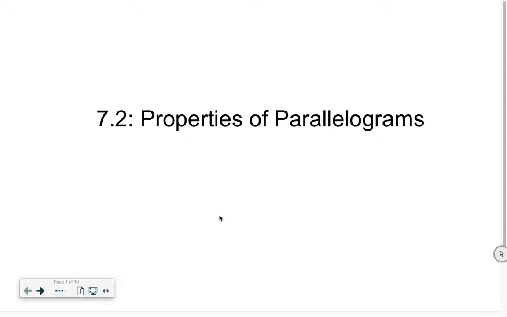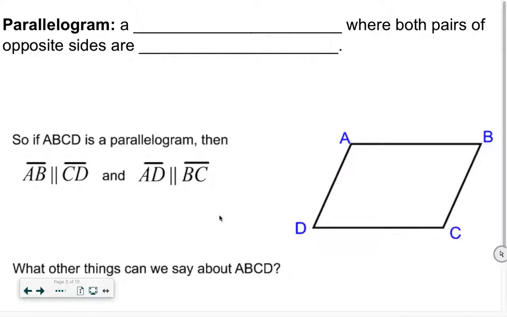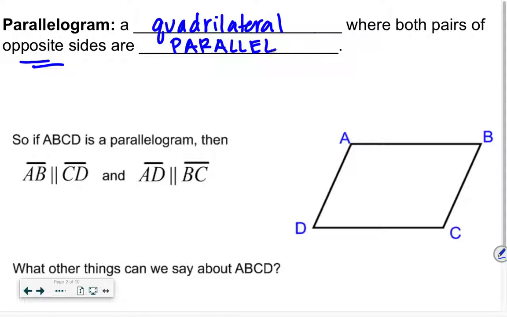What word is pointing out to you in the word parallelogram? Parallel, right? And that's what the definition is. It's a quadrilateral. So what does that mean? Four sides, a four-sided figure where both pairs of opposite sides are parallel. That's what makes it a parallelogram. Okay, so rectangles are in the family of parallelograms. Squares are in the family of parallelograms. A trapezoid, not a parallelogram.